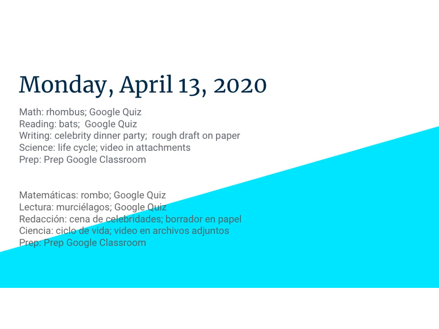On our agenda today in math, we're going to be learning about the shape called a rhombus. You'll have a question to answer about that on your Google quiz. In reading, we're going to be reading a new article called Bats, and we'll have a question about that in our Google quiz. In writing, we'll be working on the last part of our celebrity dinner party. This will be something you're going to need to use paper and pencil for.